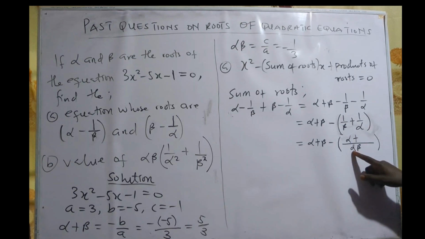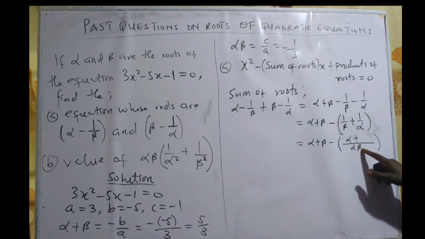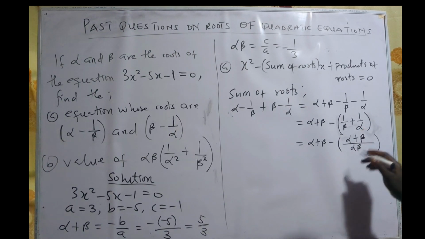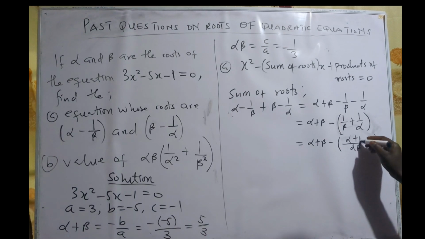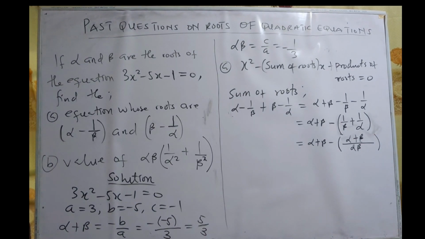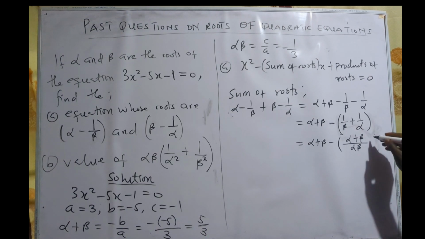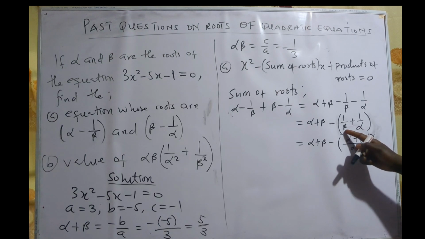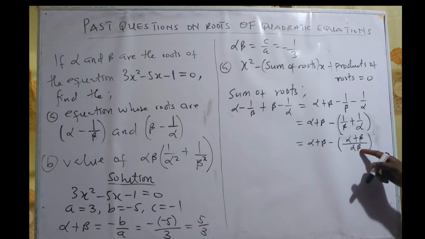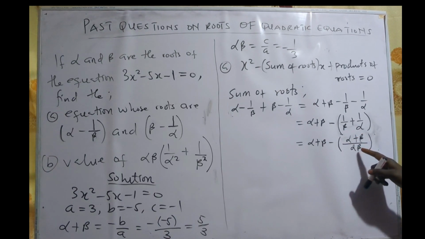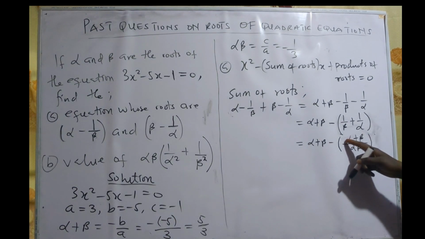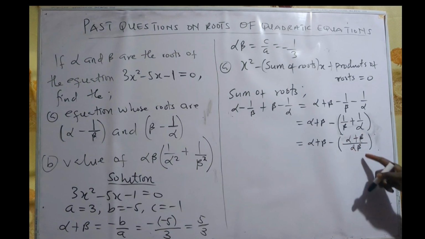Alpha will also go here, remaining beta times 1. So we have beta also here. Okay, so when you find the LCM, alpha beta, beta goes here, remaining alpha times 1, alpha goes here, remaining beta times 1. So you have alpha plus beta over alpha beta.